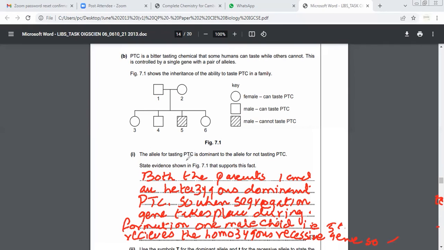Okay, the allele for tasting PTC is dominant to the allele for not tasting PTC. State evidence shown in figure 7.1 that supports this fact. Both the parents 1 and 2 are heterozygous.